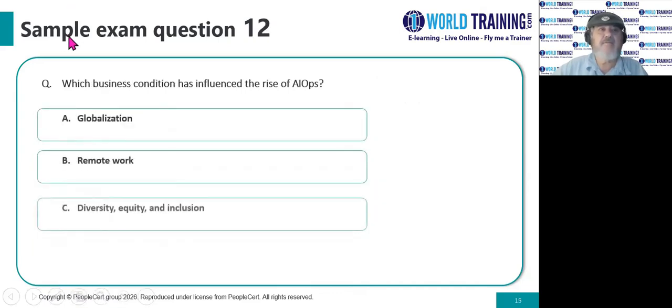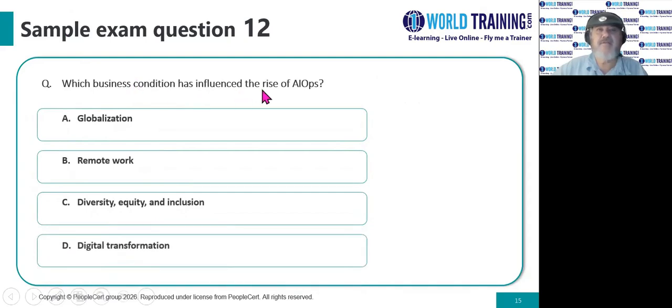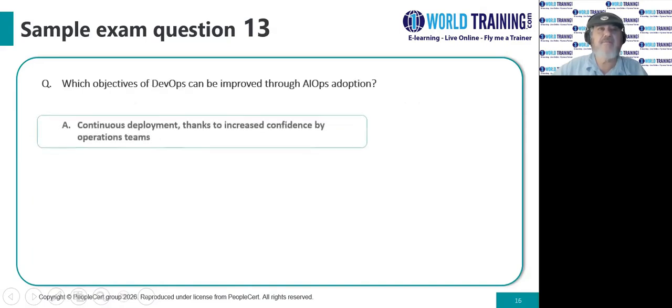Okay, question 12. Which business condition has influenced the rise of AIOps? Globalization? Not really. Remote work? Not really. Diversity, equity? No. Digital transformation? Yes. So D, digital transformation.